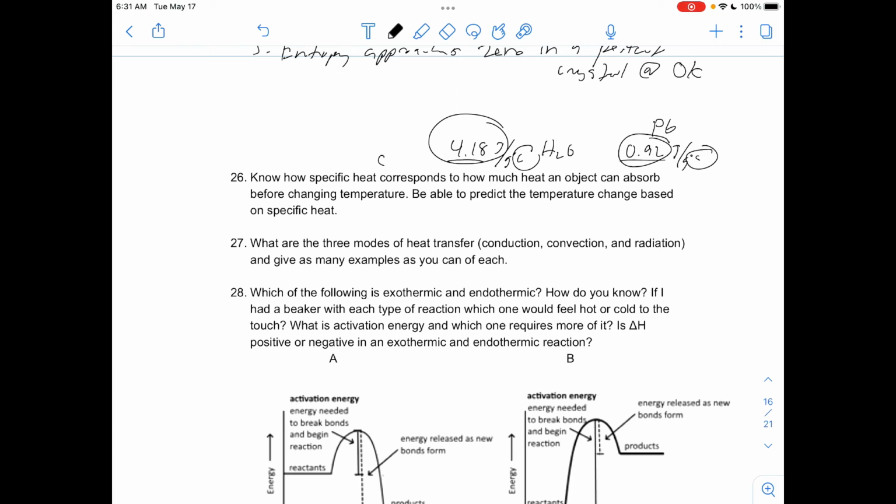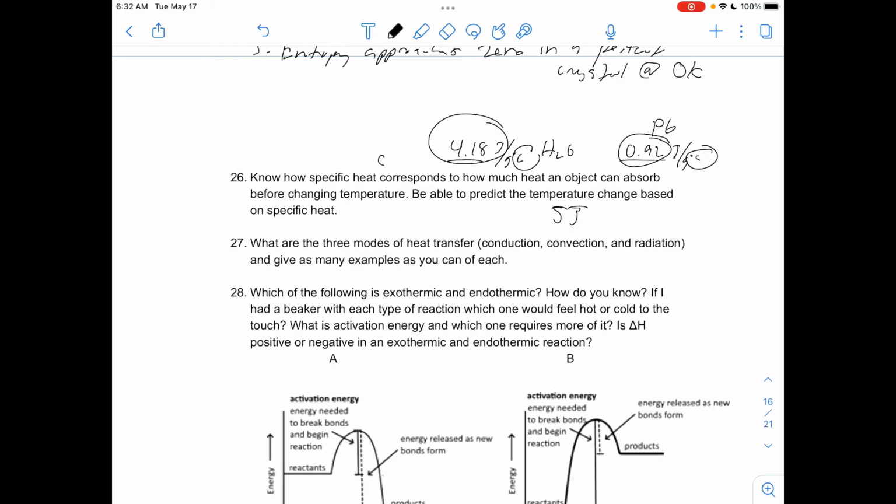So if we think about that, let's say I applied 5 joules of energy to both of them, same amount, let's say I had 1 gram of each. Notice that every time I hit 0.92, that lead is going to change 1 degree, and so this lead is probably going to change about 5 degrees.